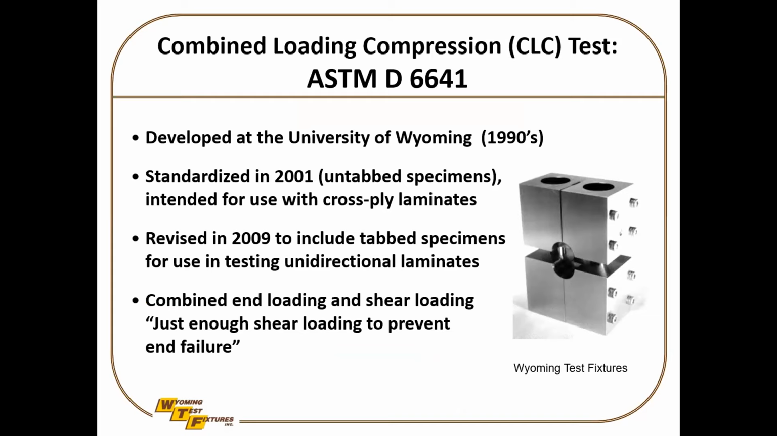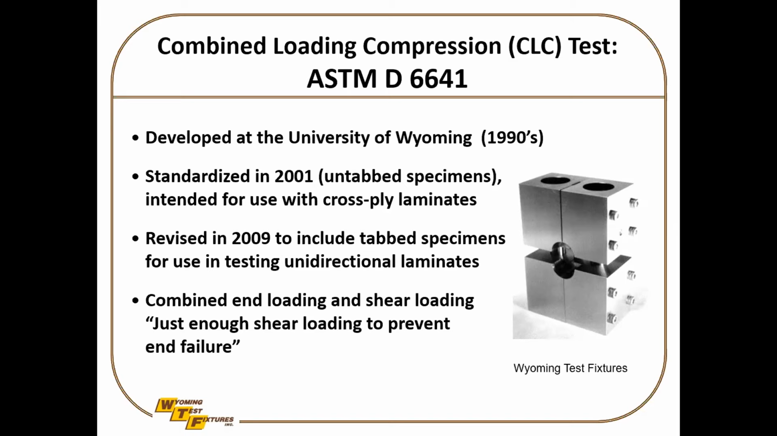So the combined loading compression test method was developed for the purpose of testing multi-directional composite laminates, primarily cross-ply and quasi-isotropic, and using backout factors to obtain the 0-degree compression strength. As I mentioned, it was developed at the University of Wyoming. It was standardized by ASTM back in 2001, interestingly, for using untabbed specimens and with the idea of testing cross-ply laminates. In 2009, the standard was revised, and it included tab specimens with the idea of using unidirectional laminates.